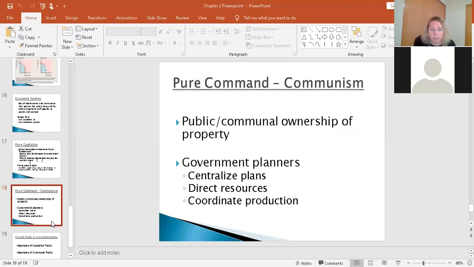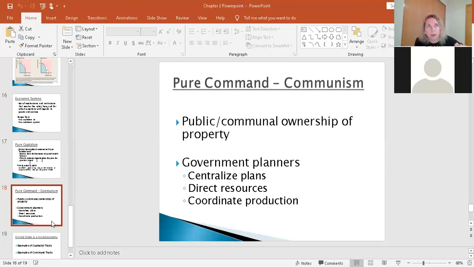All right, now let's talk about pure command. Are the slides on BB Learn is the question. Yes, Colby. No, they are not on BB Learn, they're on Cengage. If you look over to the right-hand side, there is a Google Drive icon. They're all in there.